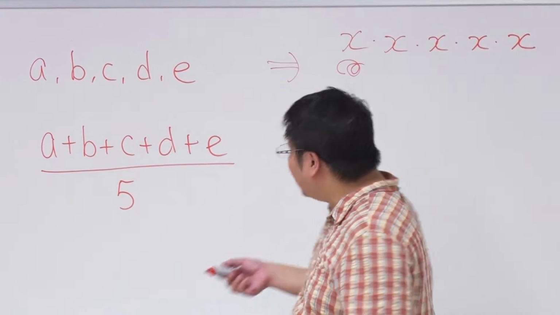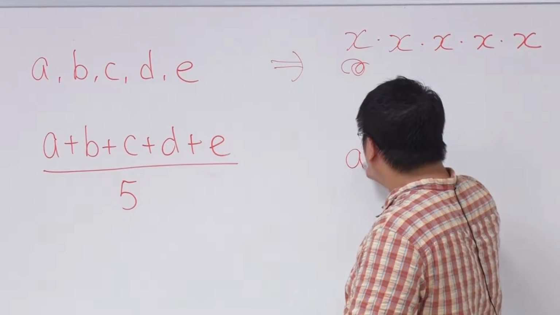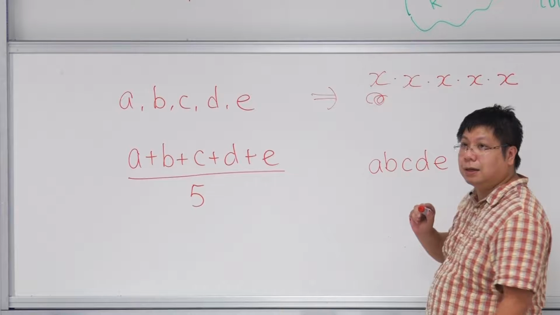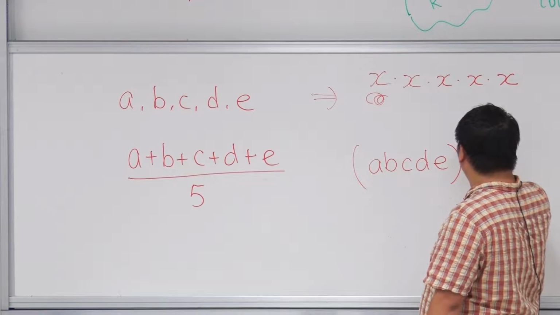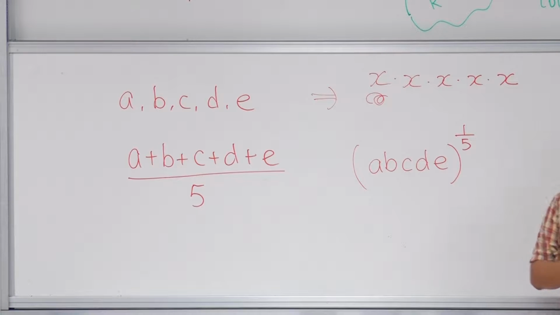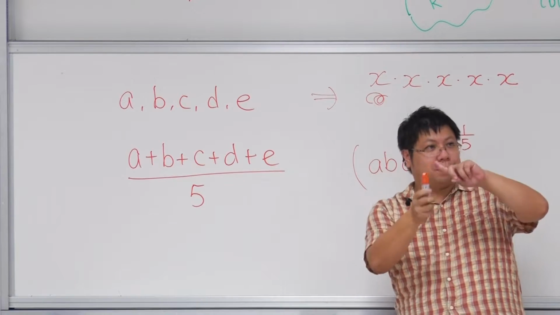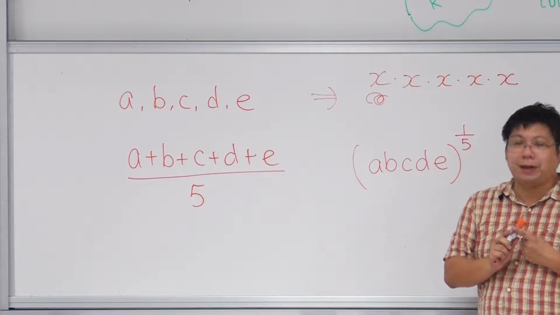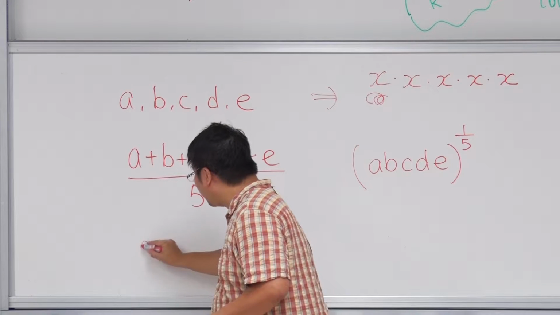Then in this sense, each of these x should look like what? It should look like you multiply A, B, C, D, E together. Is that okay? And take the 5th root. Is that okay? So this is also a kind of average. This is an average from the plus operation. This is an average from the multiplication operation. Okay? So we call this the arithmetic mean.